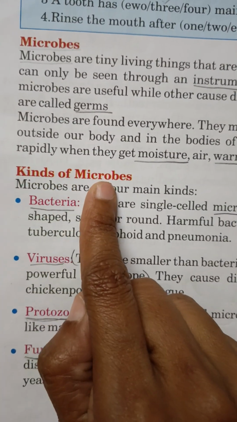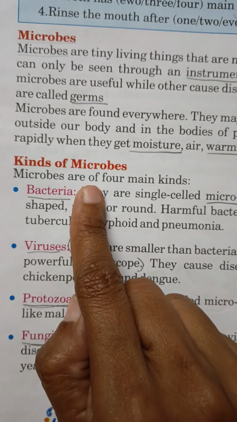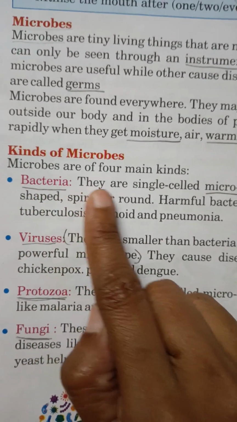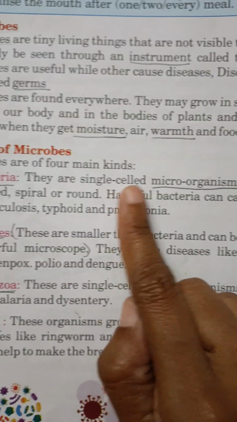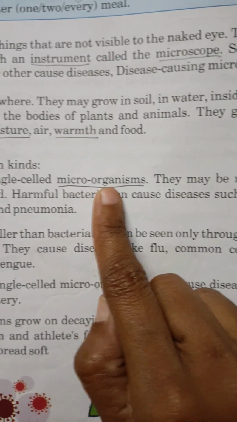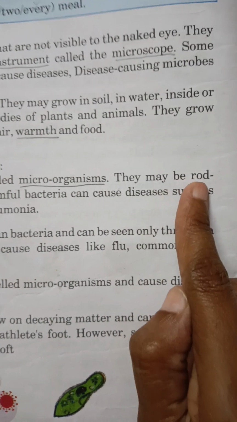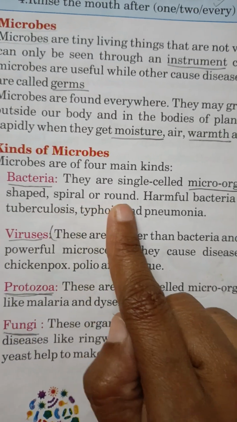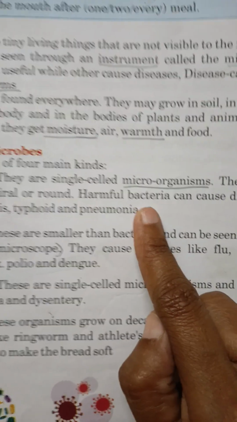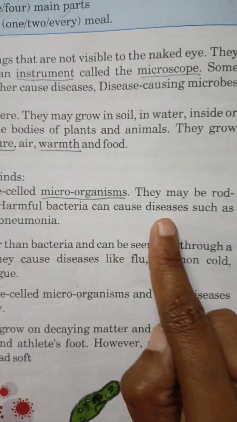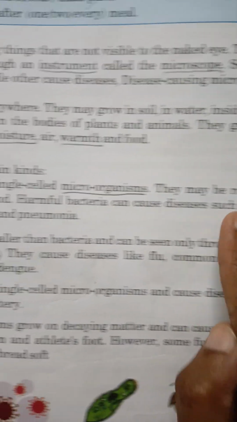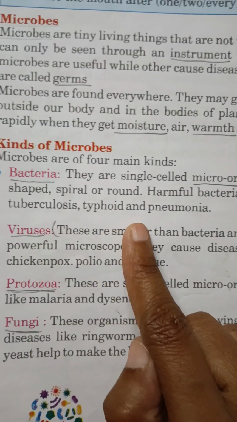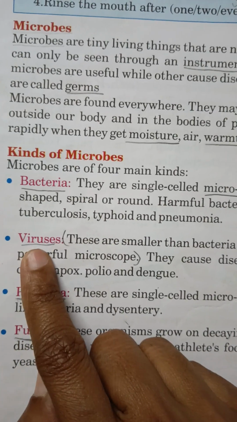Kinds of microbes. Microbes are of four main kinds. Bacteria. They are single-celled microorganisms. They may be rod shaped, spiral or round. Harmful bacteria can cause diseases such as tuberculosis, typhoid and pneumonia.